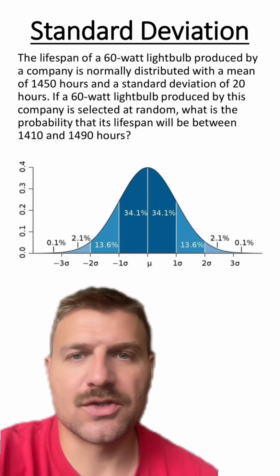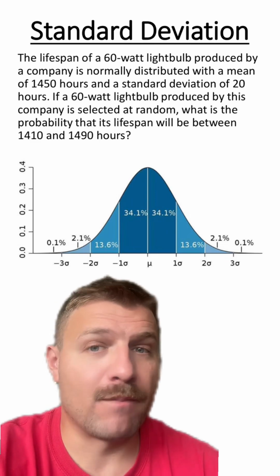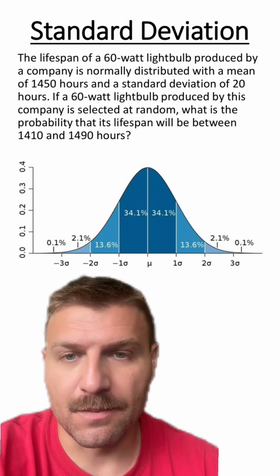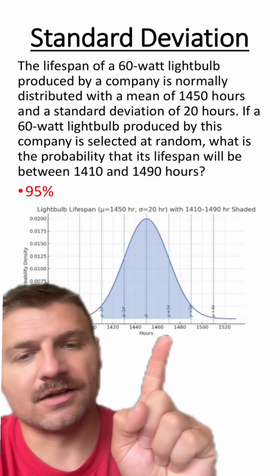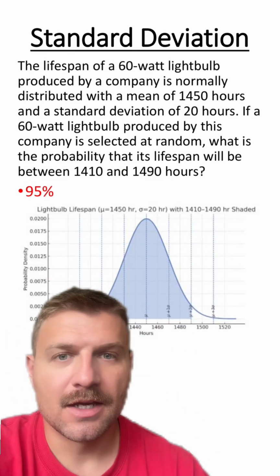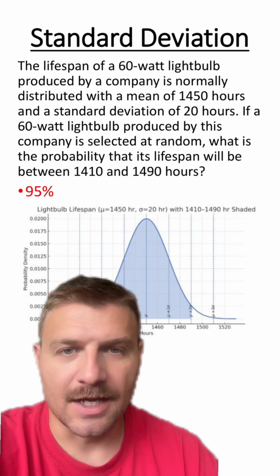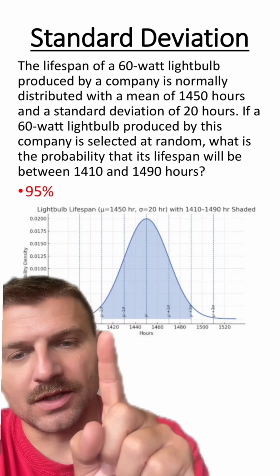So again, this question is just looking at what percent, not even how many, but just what percent of light bulbs are going to fall between those 2 numbers. Since these 2 numbers are going to be 2 standard deviations away from the mean, it just means that 95% of the time when you pull out a light bulb, it's going to have a chance of being between those 2 numbers.